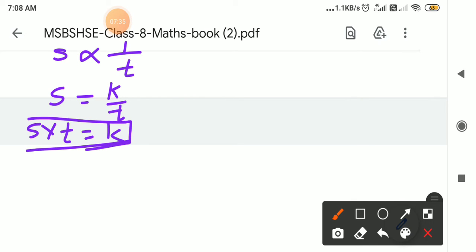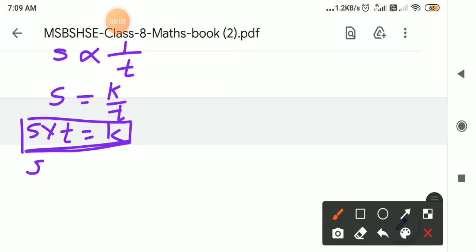Now in our example, what is given? We have to assume at first, S is the speed of the vehicle, T is the time required to complete the distance. In that way we have to complete it. Now we have to find the value of K. For that, open your textbook, I have written it here. If speed is 48, how much time does it take? 6 hours, they told you.